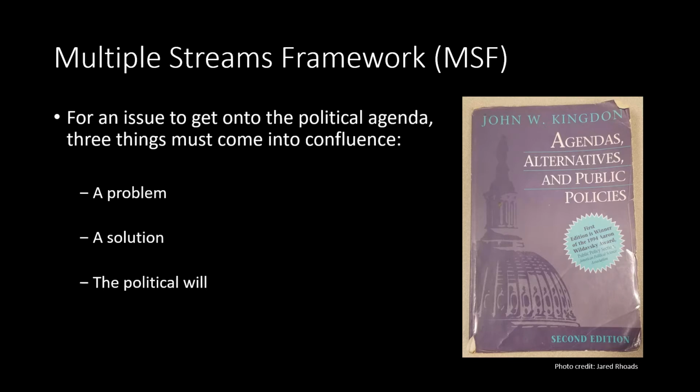The main idea of this model is that for an issue to get onto a government's agenda, three things must come into confluence. First, there must be a problem. So maybe something isn't working as it should, or something is working, but it's perceived as being too costly, or perhaps there has been an aggregation of accidents or a series of disasters of some sort or another. Or maybe there's been a failure to meet some previously publicized goal. Any one of those things could be a problem.